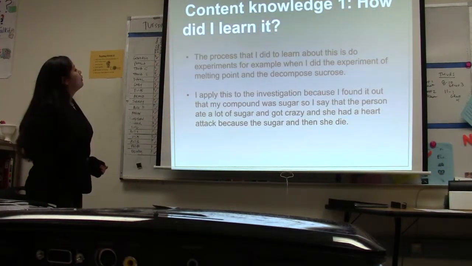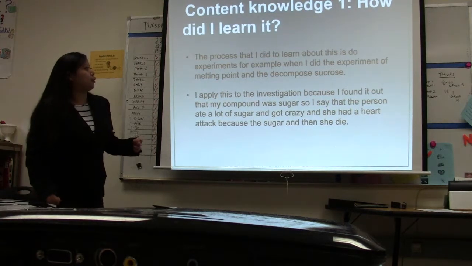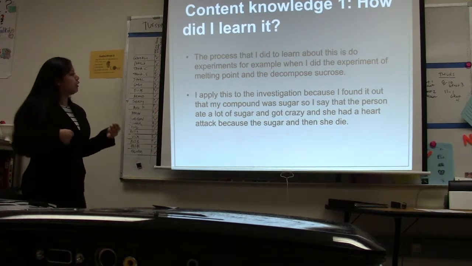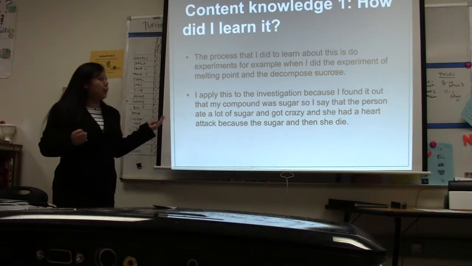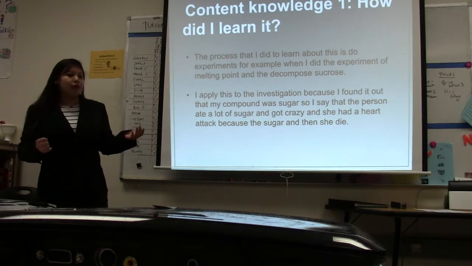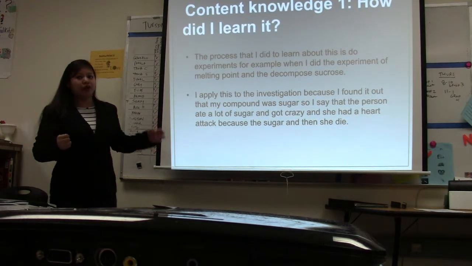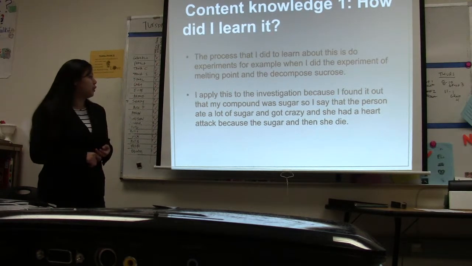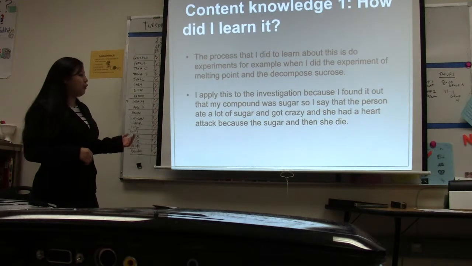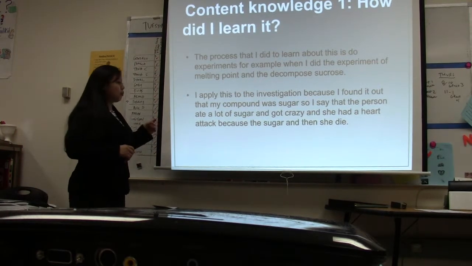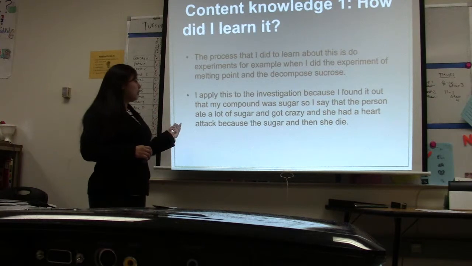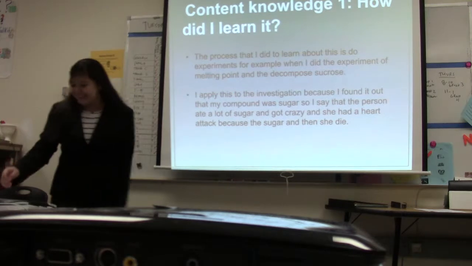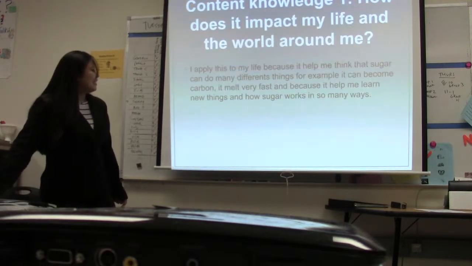So, in this, content of knowledge number 1. How did I learn it? The process I did to learn about this is do experiments. For example, like I told you before, I did the melting point and decomposed sucrose. I applied this to the investigation because I found that my compound was sugar, so I said that the person ate a lot of sugar, they were crazy.